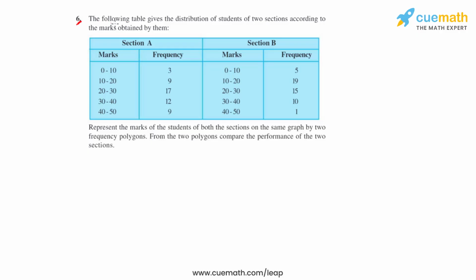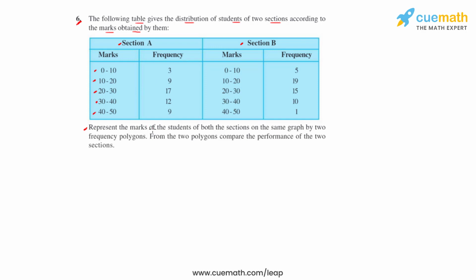Question number 6 says that the following table gives the distribution of students of two sections according to the marks obtained by them. So we have section A and section B. Marks have been divided into class intervals like 0 to 10, 10 to 20, 20 to 30, 30 to 40, 40 to 50. With each of these class intervals, they have given us the frequency, that is how many students do fall into that class interval.